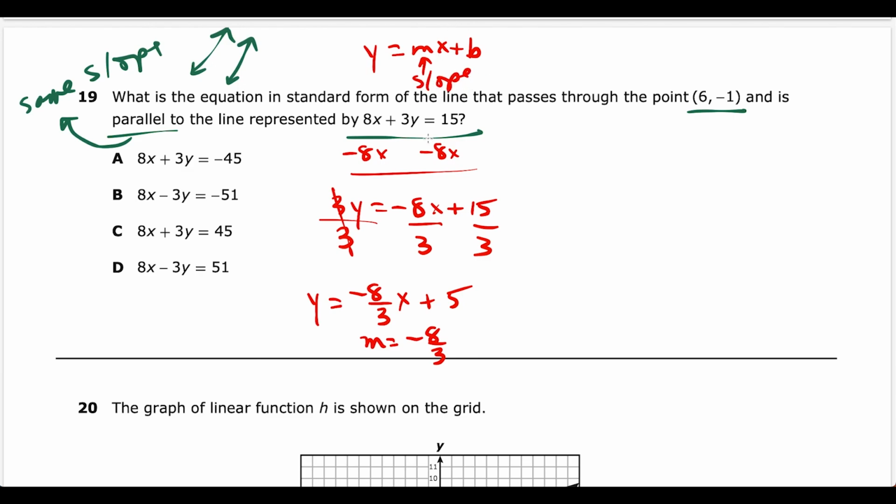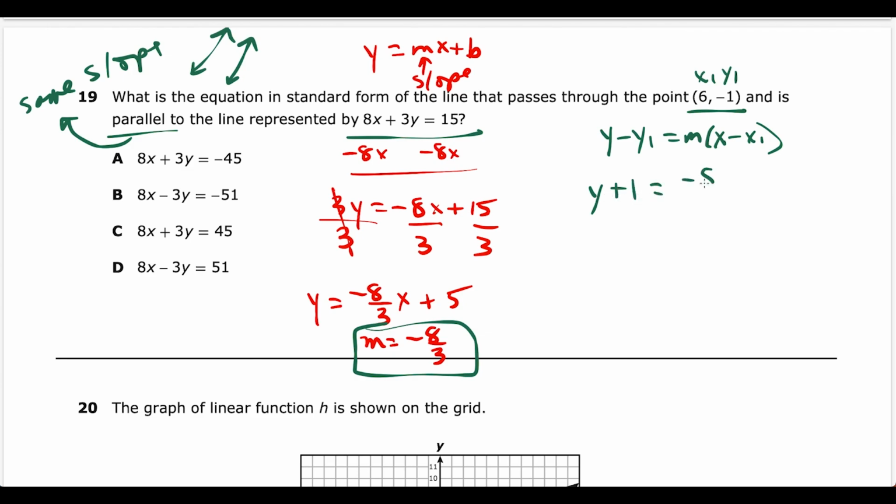So then what we're doing is writing the equation of a line that has this slope going through this point x1, y1. There are a few ways we could do this, but I'm just going to use this formula from before. We could use the reference sheet here, but this formula is one that I use through all levels of math. So we'd have y plus 1 equals the slope, negative 8/3, times x minus 6. Then our goal is to make this look like the previous page.